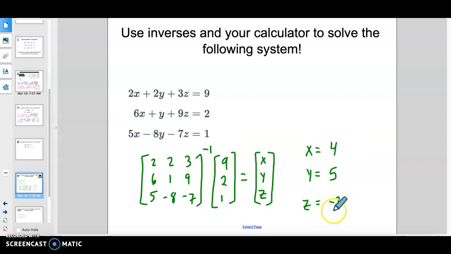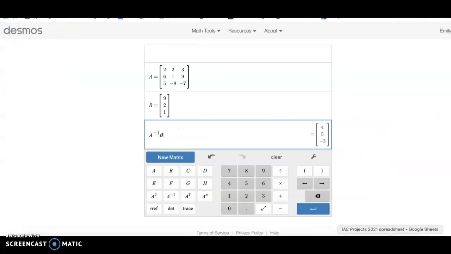You saw videos on how to use each of the three different calculators. Really quick, here is what it looks like on Desmos. I entered matrix A and matrix B, then typed A, pressed the inverse button, and then typed B, and it found the solutions for me. All right, so now you have seen how to solve systems of equations using inverses. Happy travels and good luck on your practice problems.